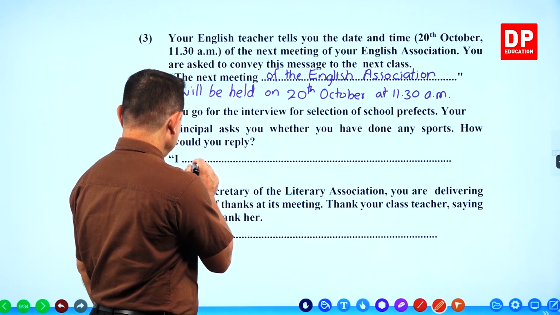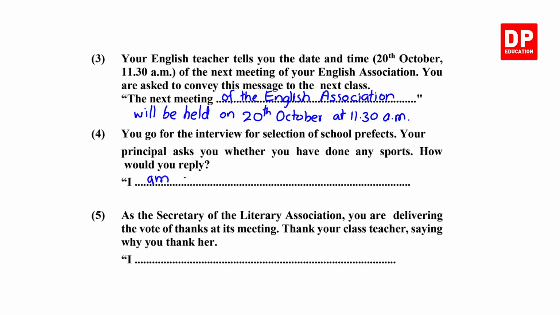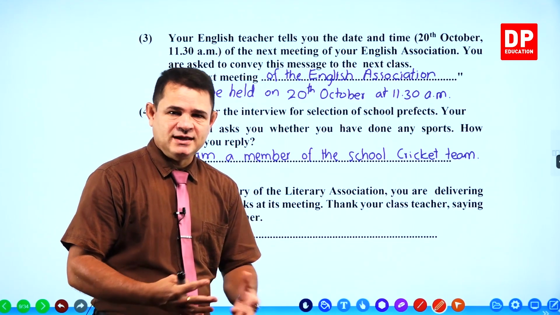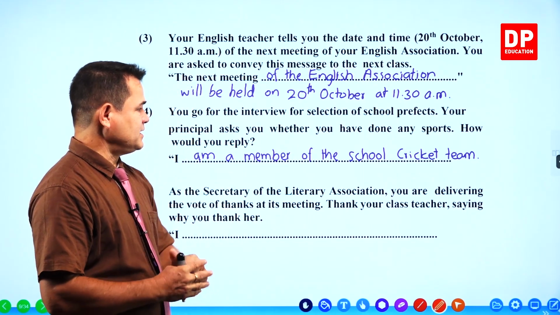Okay, we'll say simple sentence. I am a member. Member means සමාජිකයෙක්. එහෙම නැත්නම් ඔයාලට කියන්න පුළුවන් එකෙක් vice or captain or anything, right? I am the opening batsman of our cricket team. ඒ වගේ කියන්න පුළුවන්. I am a member of the school cricket team. School cricket team or volleyball team, netball team or any game that you prefer. ඒ වගේ මොකක් හරි game එකක් කියන්න.